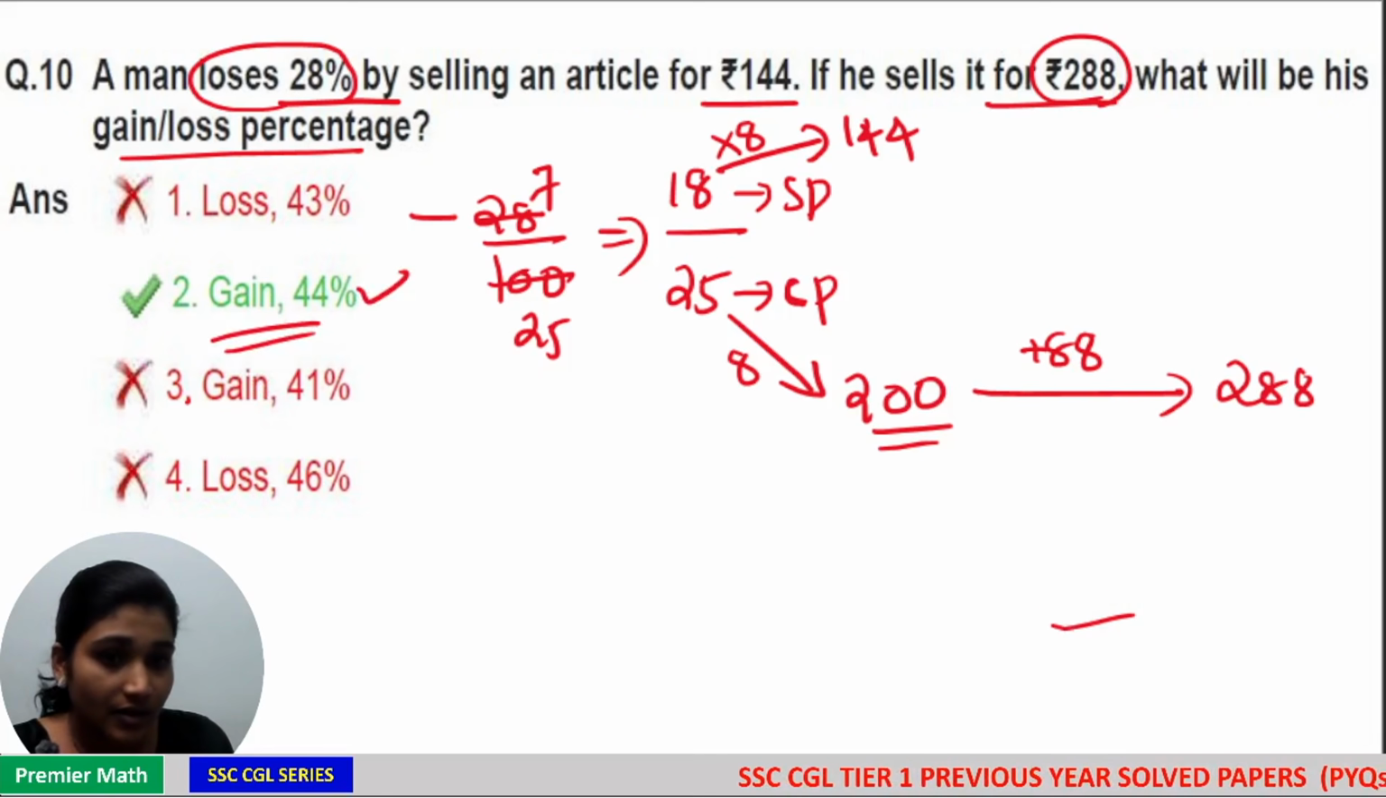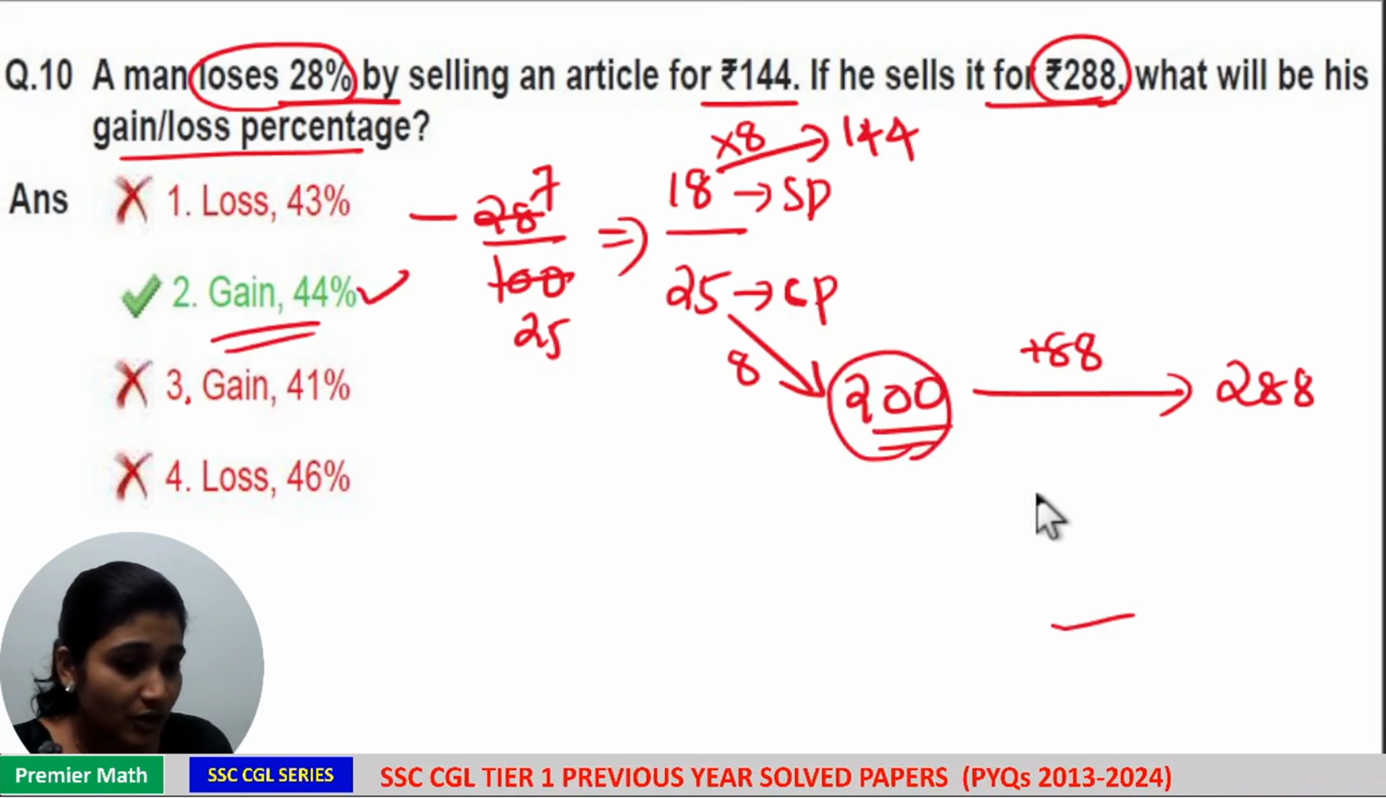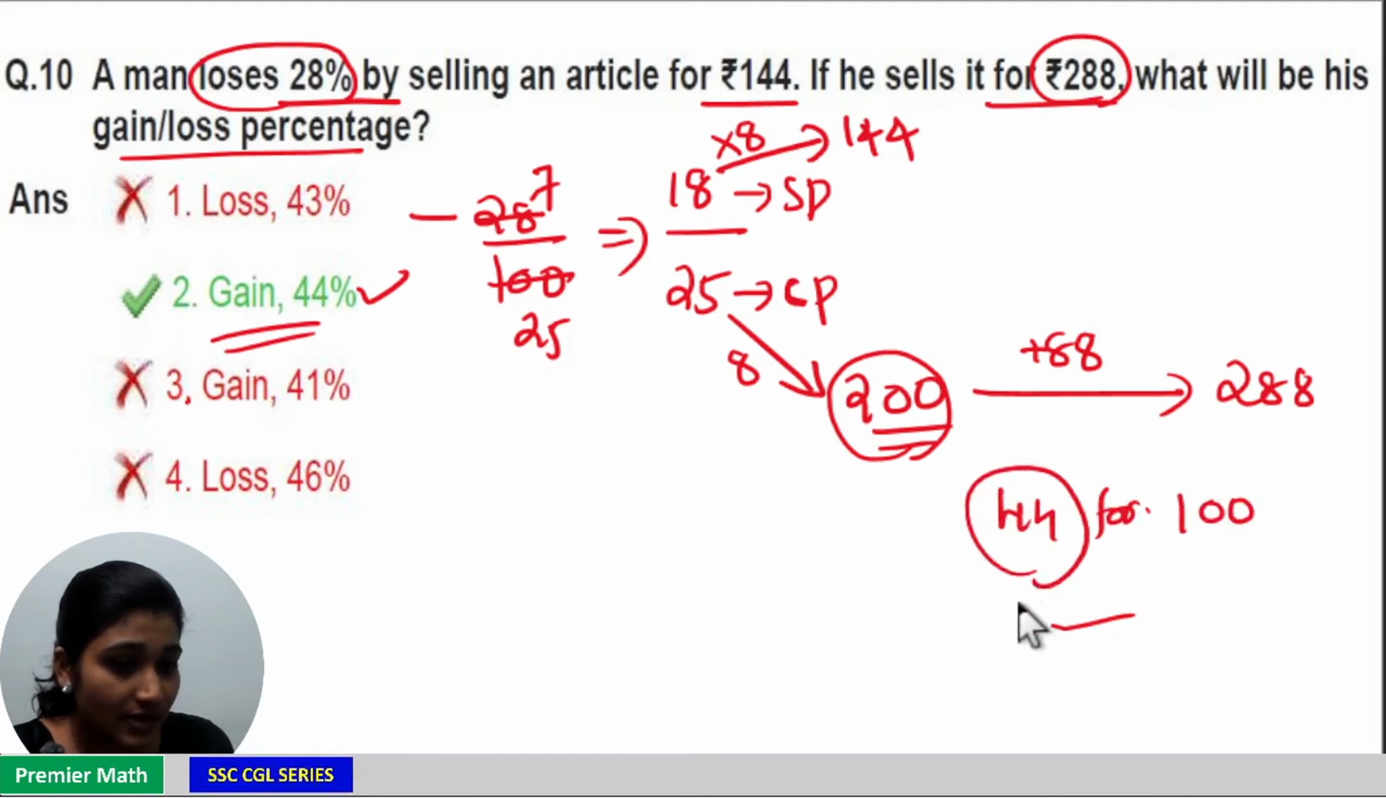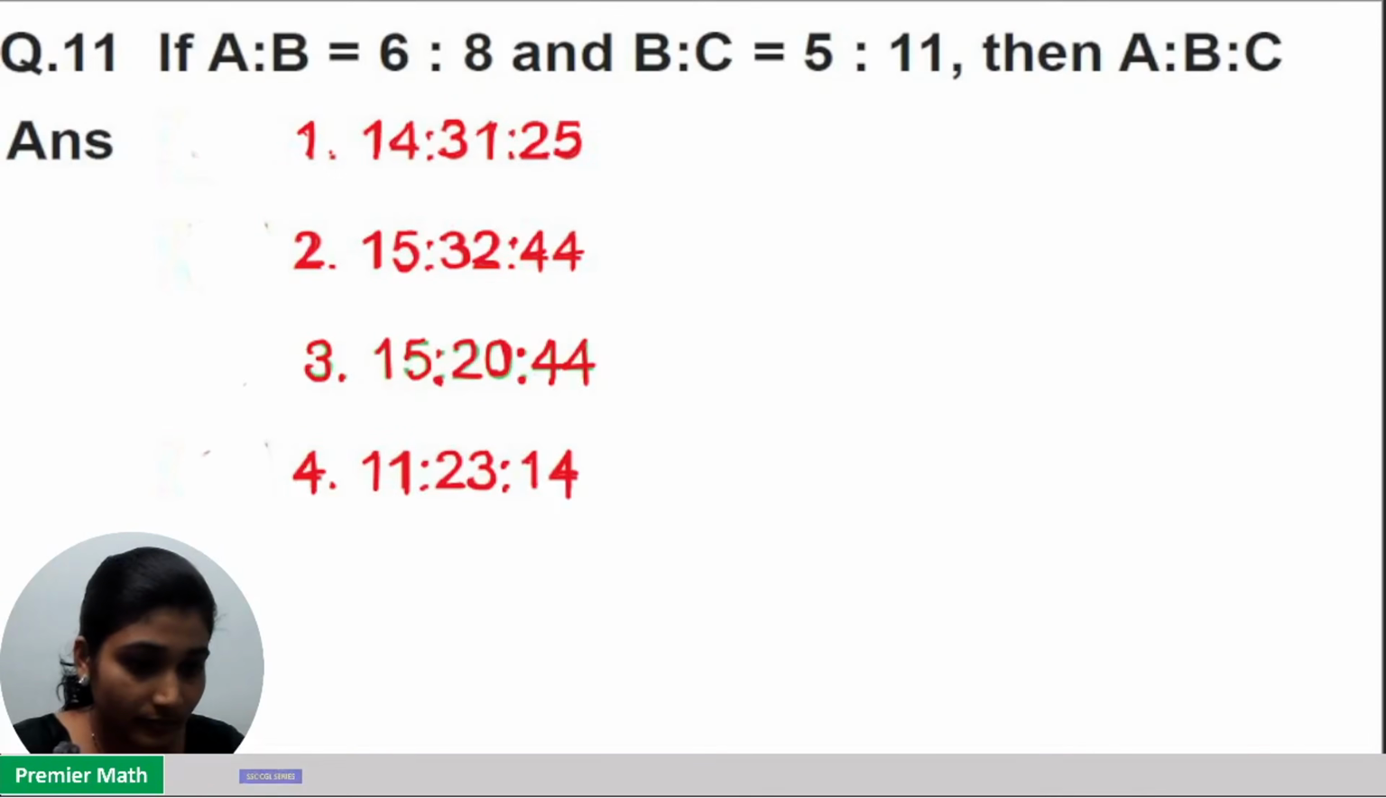That is, here 88 out of this 200 rupees cost price is the same as 44 out of 100. So 44% is our answer.